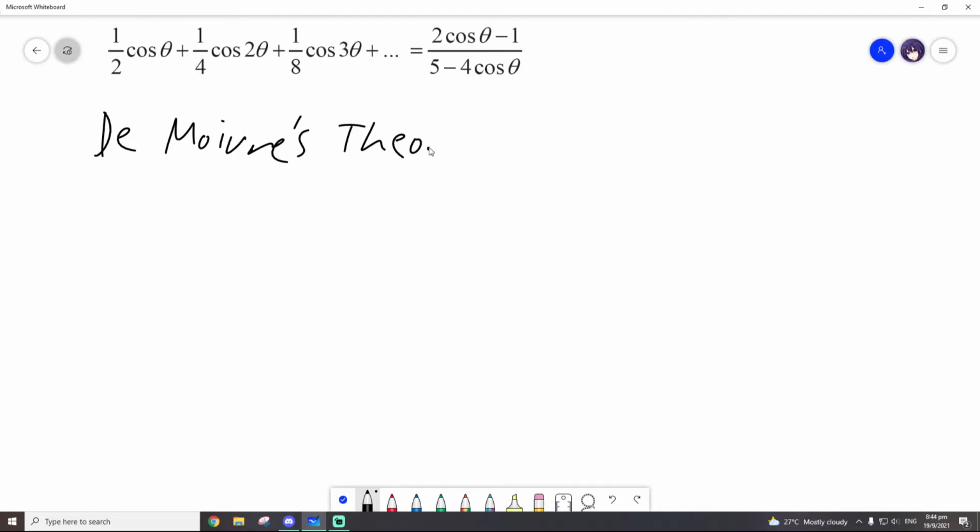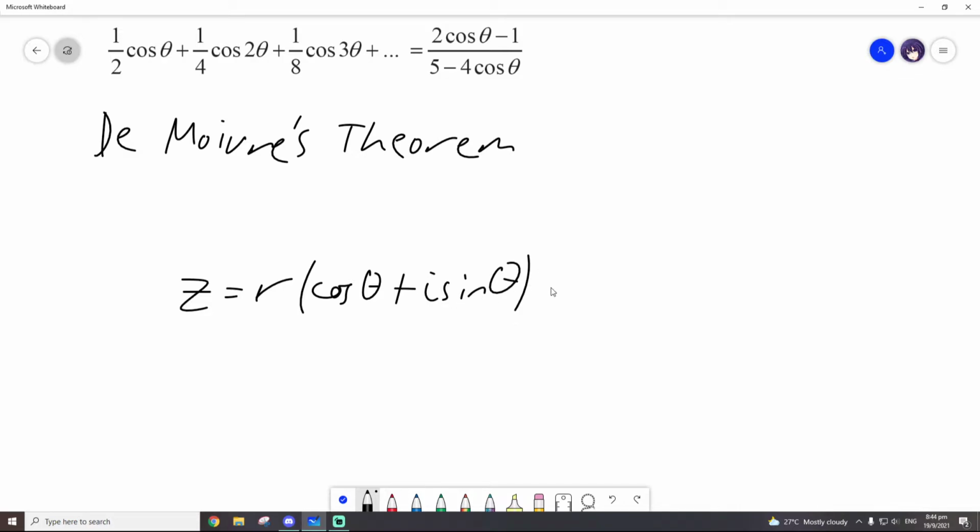But quickly recall, before we write down de Moivre's theorem, that we can express a complex number z in a trigonometric form, r cosine theta plus i sine theta. And we can also write this in an exponential form, r e^(i theta). All right? So recall this.